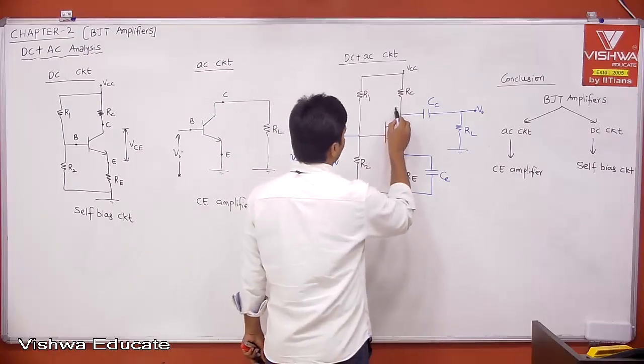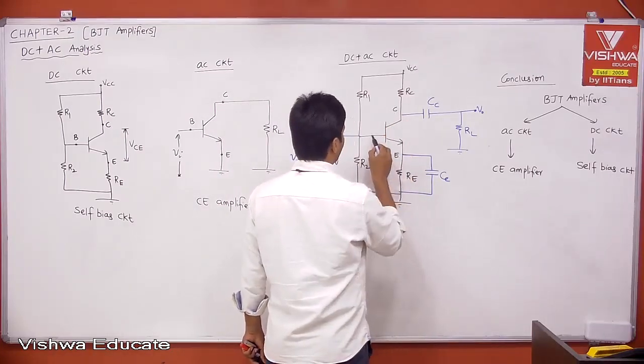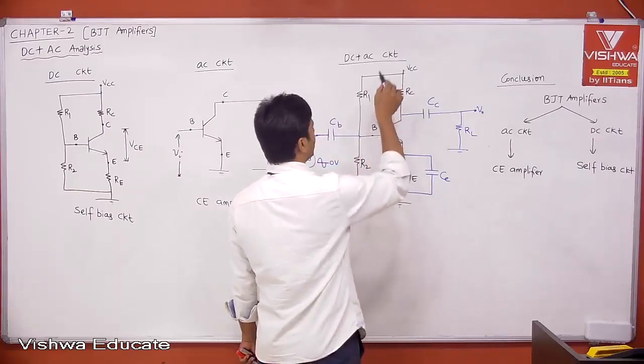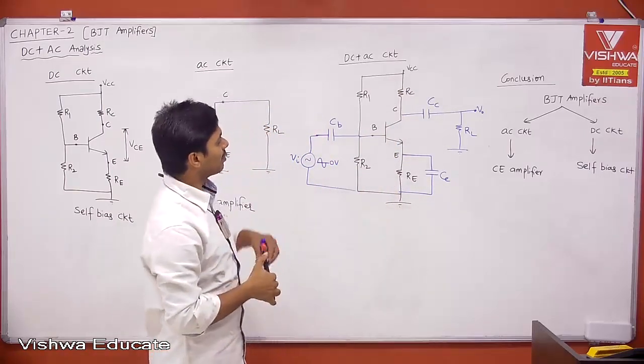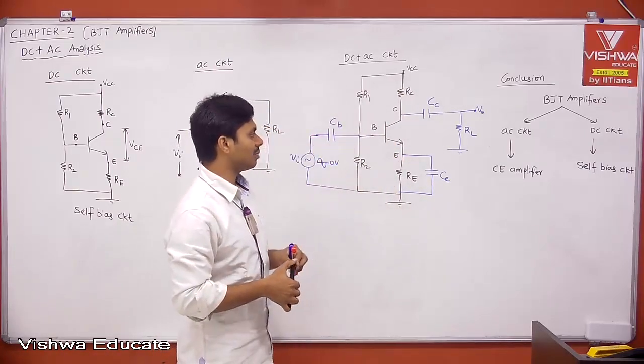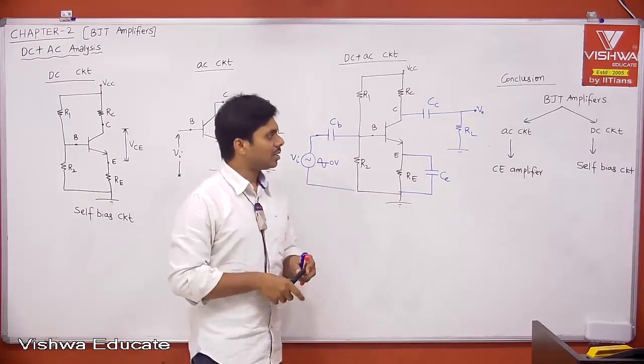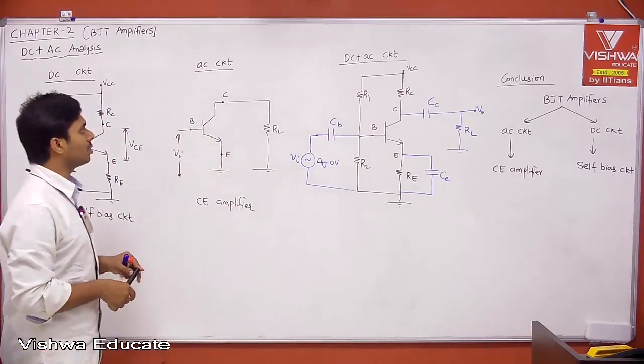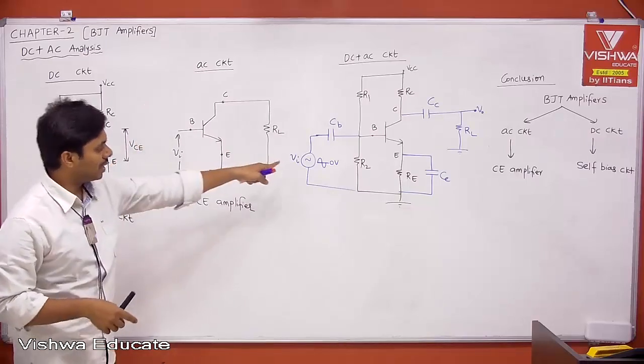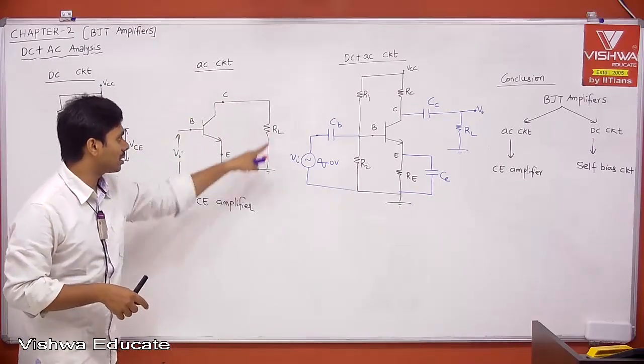Remember, this is your final amplifier, which has both DC as well as AC. The black portion is representing the DC circuit, which is the self bias circuit, and the blue one which we added on top of the DC circuit is going to give you, under AC analysis, or for AC signals, the common emitter configuration.